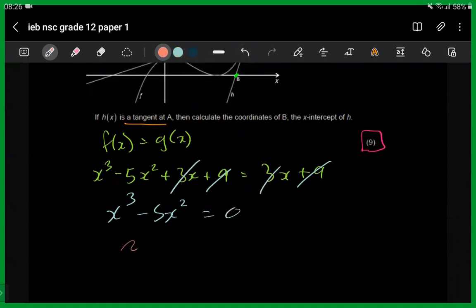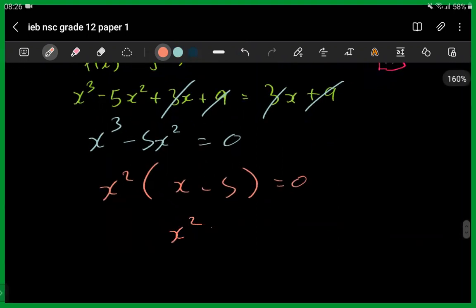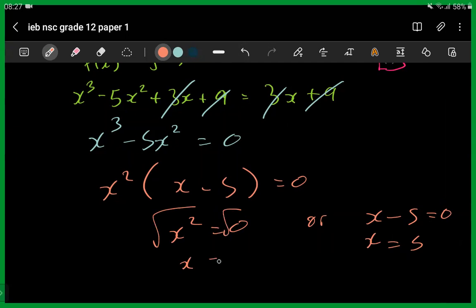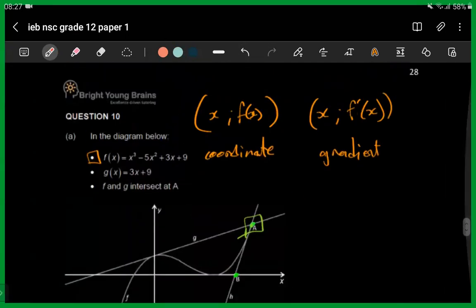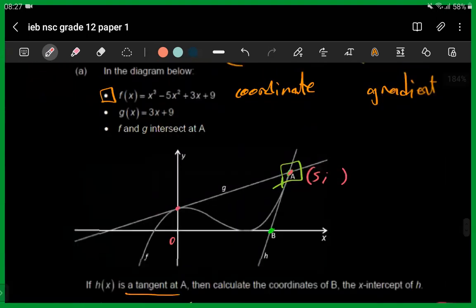Now you can factorize x squared, x minus 5 equal to 0. You have x squared equal to 0 or x minus 5 equal to 0. It means that your x is 5 or your x is 0, which makes sense, because you have 2 points where these graphs meet each other. The first point here is where x is 0 clearly. The other point here, we can clearly see that the x value is 5. The y value we don't know, but we're about to find it.